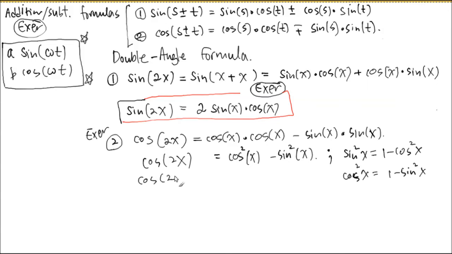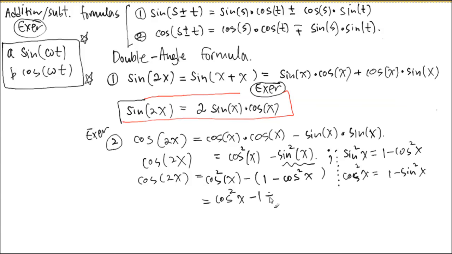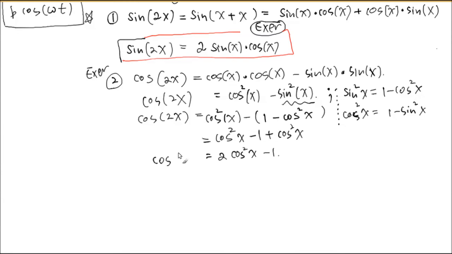Now cosine 2x. So now let me replace the sine squared x first. I'm going to keep the cosine squared x minus, what is sine squared x? It's 1 minus cosine squared x, right? So it's 1 minus cosine squared x. So if you distribute that negative, we get minus 1 and plus cosine squared x. And there are 2 copies of cosine squared x, so it's 2 times cosine squared x minus 1. So that's a different version of cosine 2x.